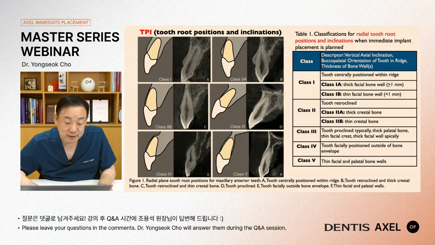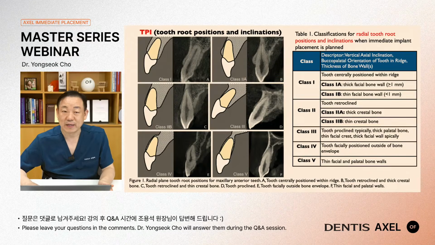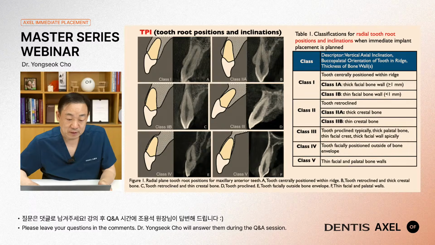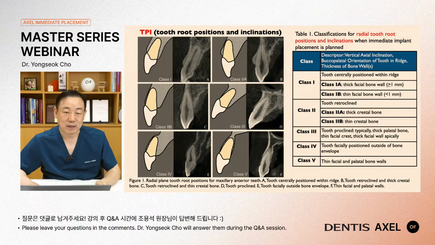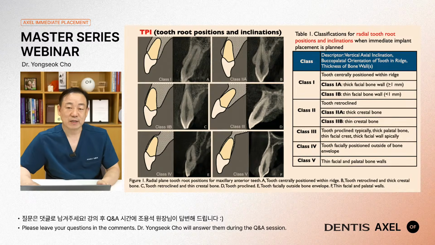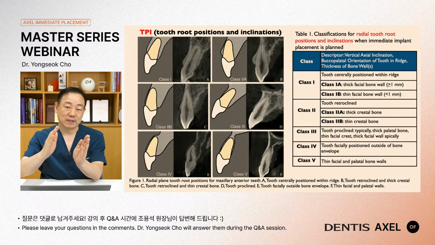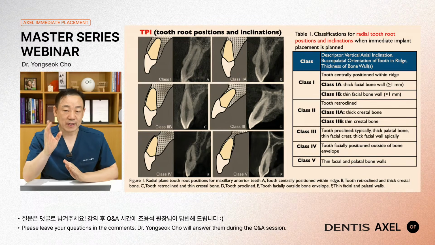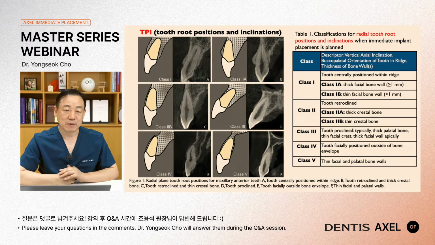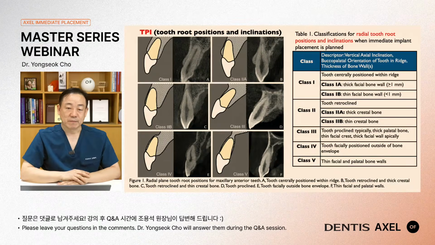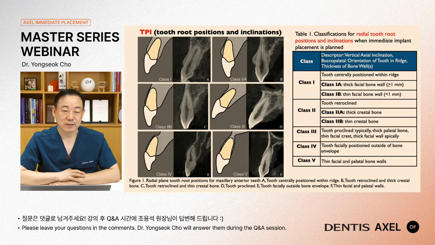According to this article, there are several types of TPI, tooth root position and inclination. Class 1 is where the root axis and the alveolar process axis are the same, but in class 2 the tooth is reclined. A means thick labial bone, B means thin labial bone. Class 3 is a protruded condition. Class 4, 5 is a very unique condition.